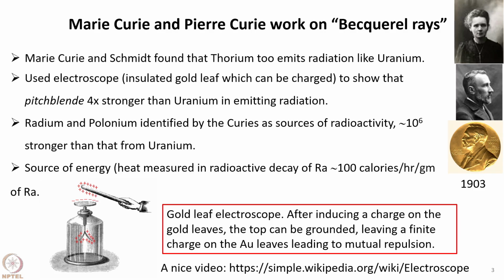The source of energy, of course, they measured. So this is the heat emitted in radioactive decay. In radium, for instance, it is about 100 calories per gram of radium.